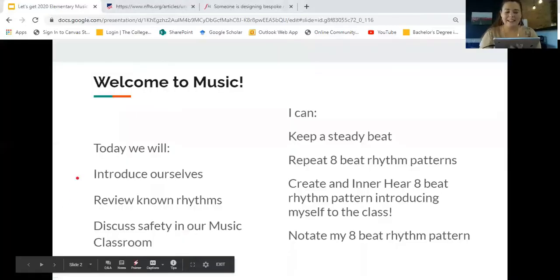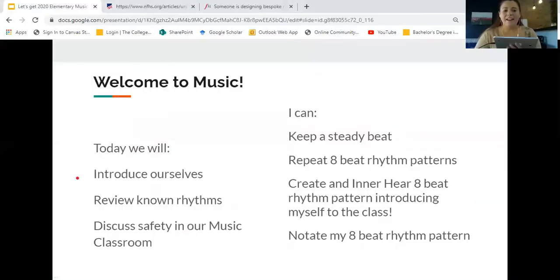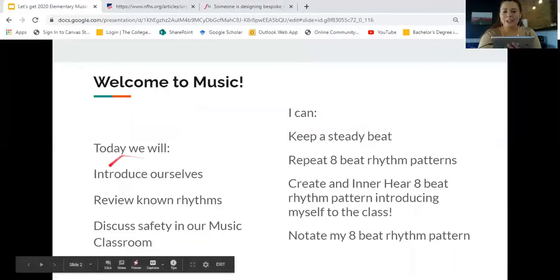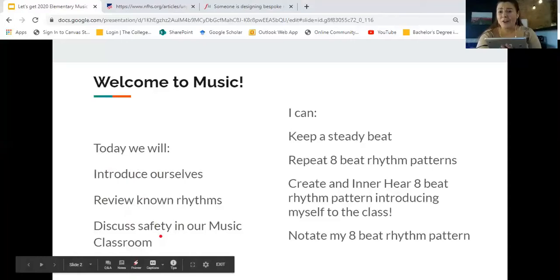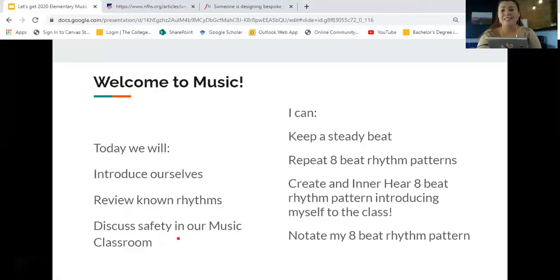So in today's lesson, I show a nice little agenda over here. We're going to do these three things. We're going to introduce ourselves, and that's kind of the main activity of this lesson. During that main activity, we'll have the opportunity in a couple of different ways to review known rhythms. And then a really important feature I think we are all thinking about is discussing safety in our music classroom.